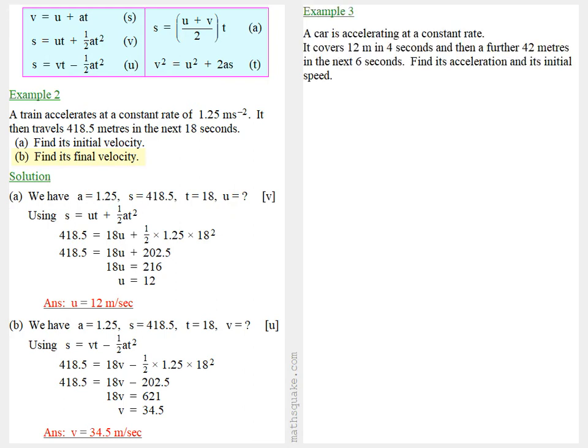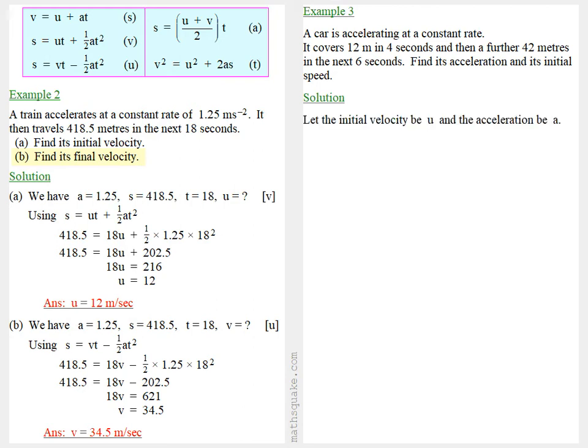In example 3, we're told a car is accelerating at a constant rate. It covers 12 meters in 4 seconds, and then a further 42 meters in the next 6 seconds. Find its acceleration and its initial speed. Now this problem is a little bit different to the ones we've had so far because it's got 2 parts to it, and in each part we're only told 2 facts.